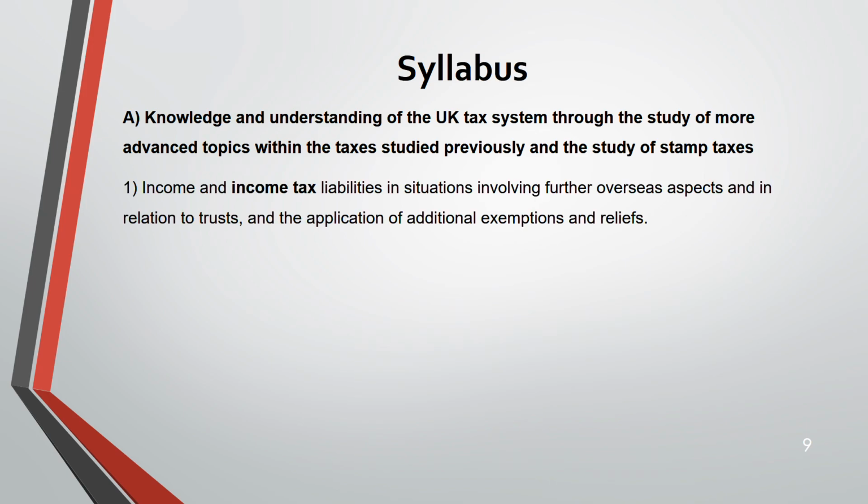So section A, as I told you, this has more advanced areas for income tax. For example, we are going to study some additional exemptions that were not covered in taxation. Then we are going to cover overseas issues. This overseas aspect is covered in all types of taxes: inheritance, income tax, VAT, capital gain, corporation. That is the only thing that is added here. Overseas aspect is not covered in taxation, but in advanced taxation it's covered.